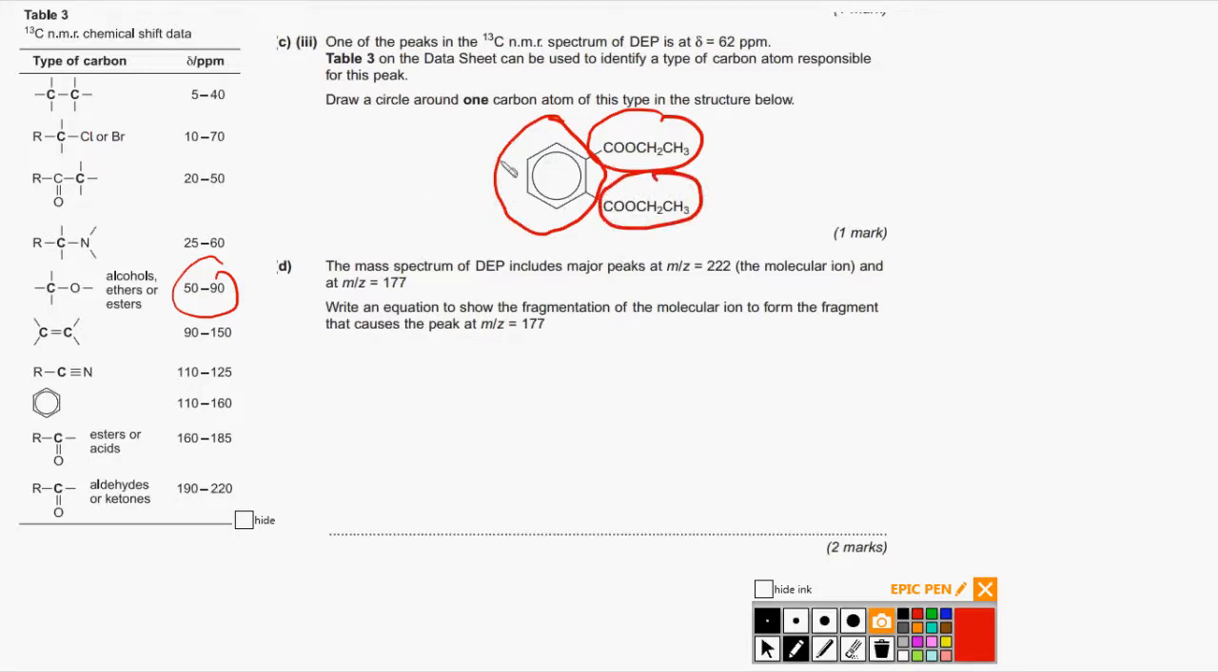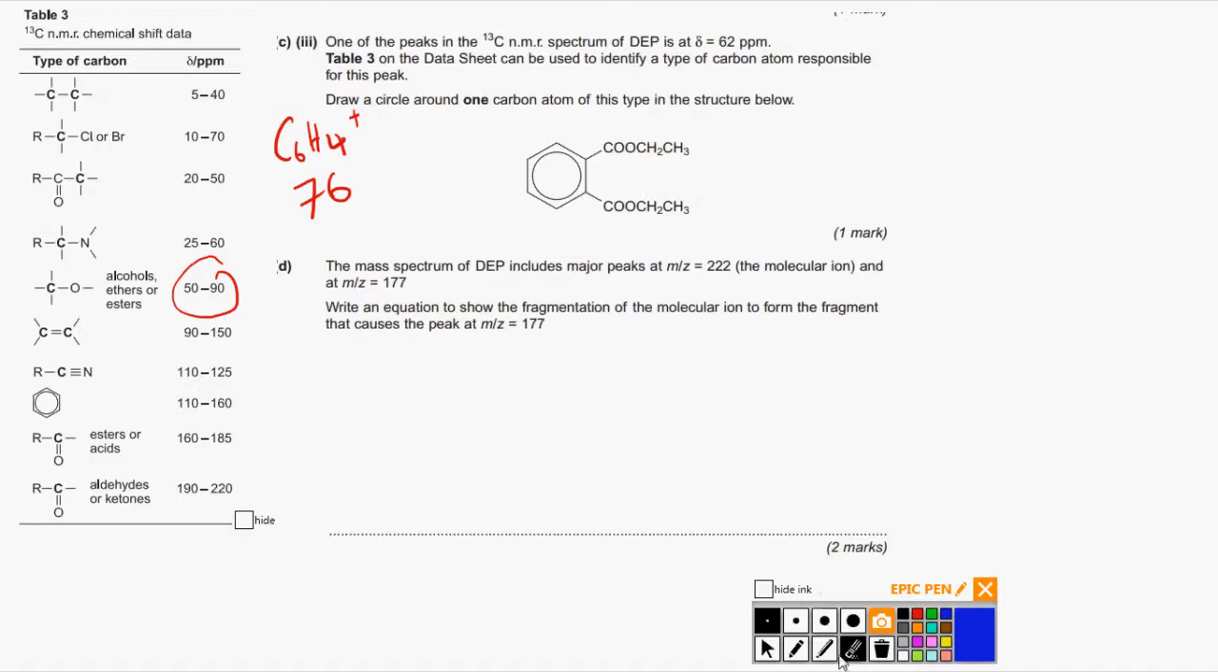And calculating the m/z values of each of these hypothetical fragments, I calculated that this benzene would be C6H4 plus, because there's 2 hydrogens missing because of these 2 groups, which had an m/z of 76. And then having a look at these 2 ester groups here, each one of these had an m/z of 73. Now we're looking for a fragment ion of m/z 177. So essentially what we could do is make a combination that adds up to 177.